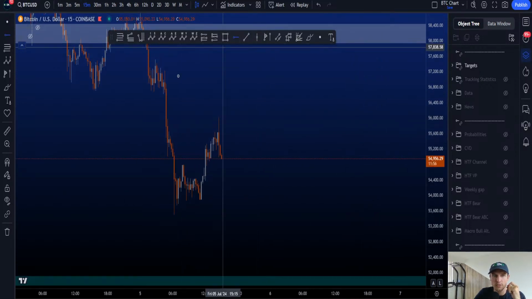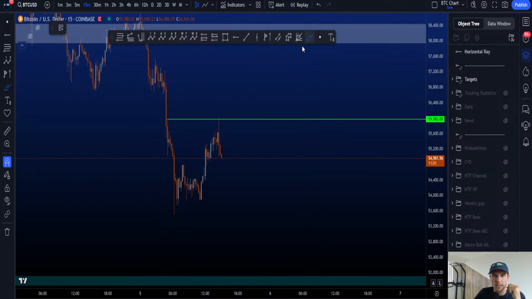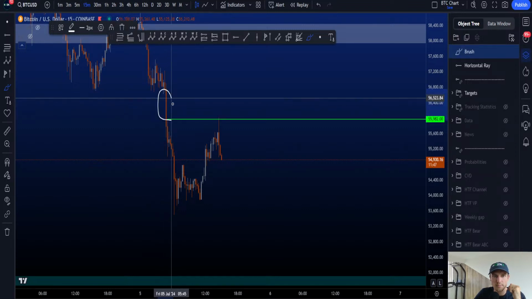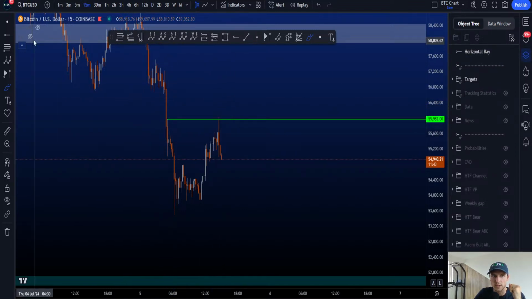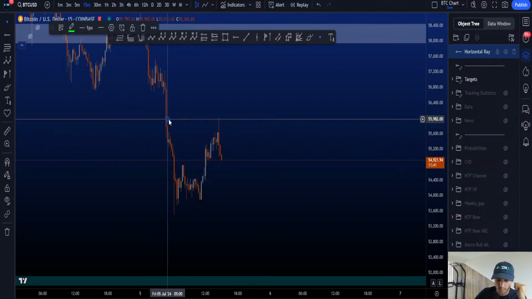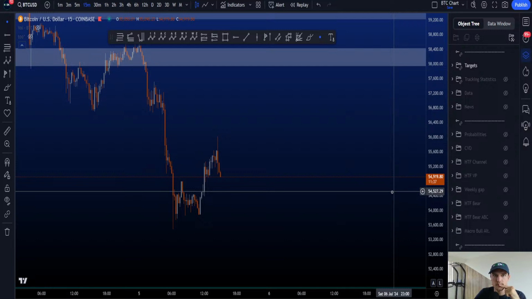Seems like we just touched a gap here as well. Right? This is the 15-minute chart, 15-minute gap. Touched, acting as resistance, quite nice. And that is that.